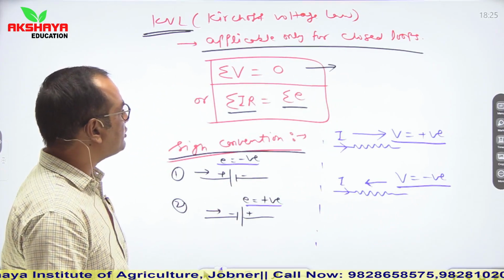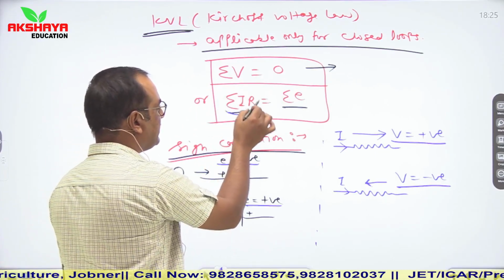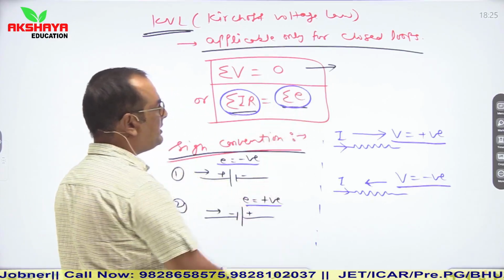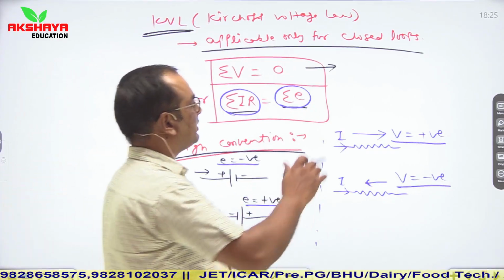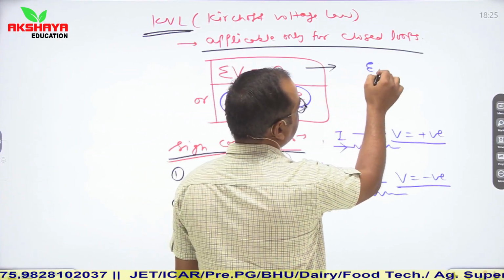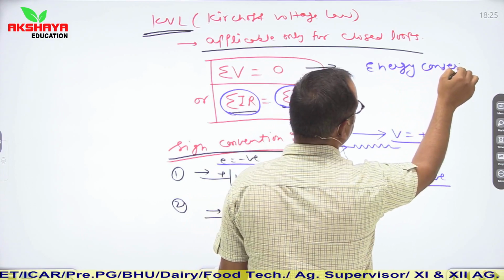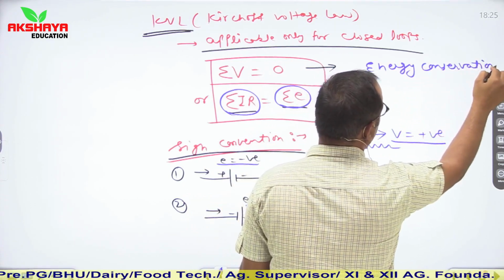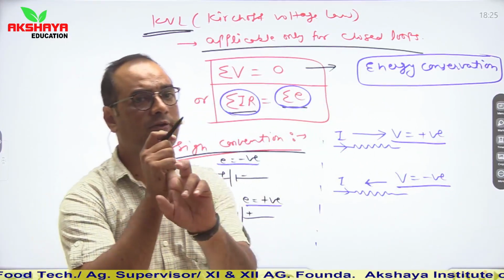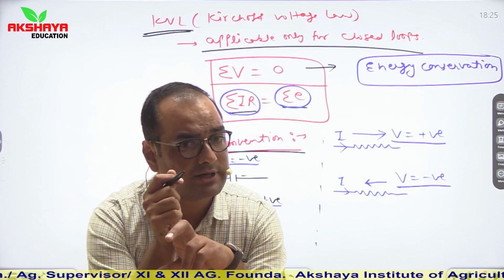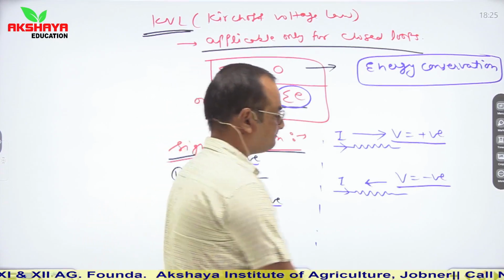Now see another concept which we should use here: summation V is equal to 0, or summation IR is equal to summation E. It means in the case of Kirchhoff voltage law, total energy is conserved. It is based on energy conservation. Clear? So keep in mind Kirchhoff current law is based on charge conservation and Kirchhoff voltage law is based on energy conservation.